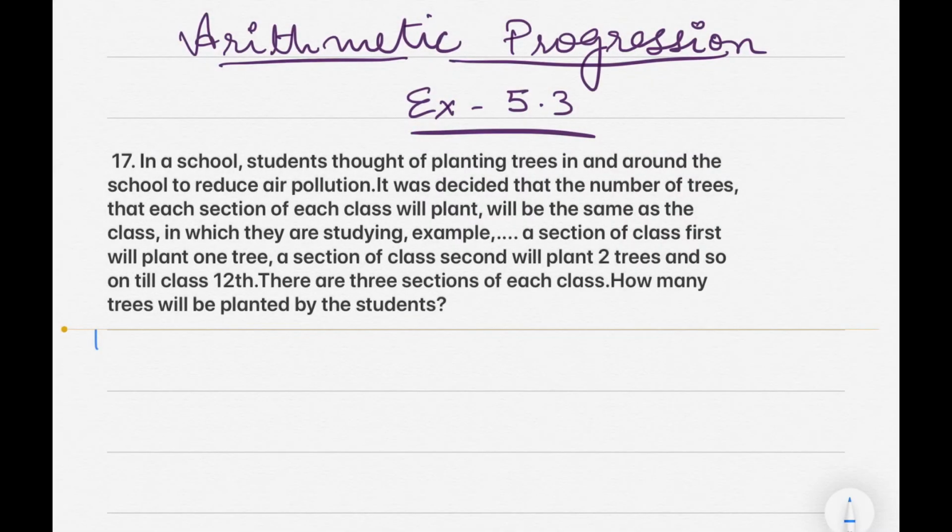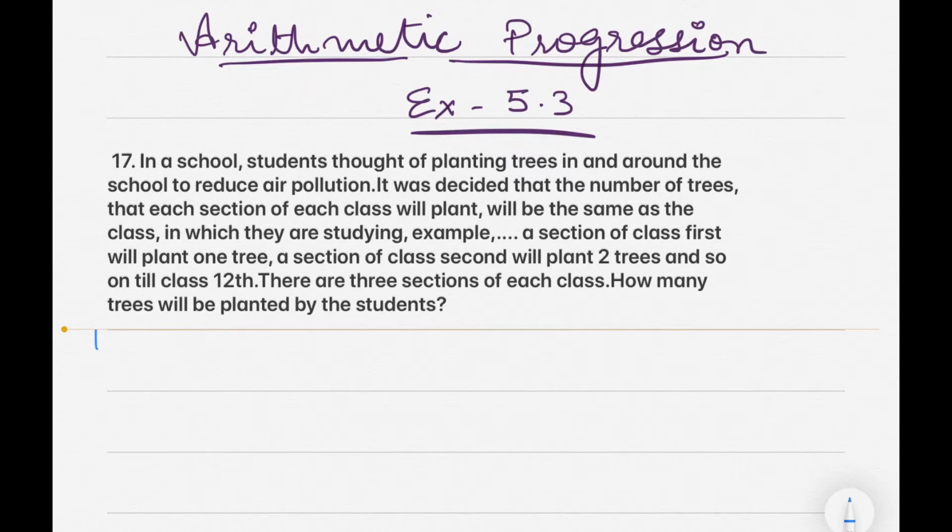Okay, guys, so we have finished 16 questions of this exercise in our previous videos. Now we have to start question number 17 of exercise 5.3, and we are continuing with the chapter of arithmetic progression. So question number 17 says, in a school, students thought of planting trees in and around the school to reduce air pollution. Good cause.